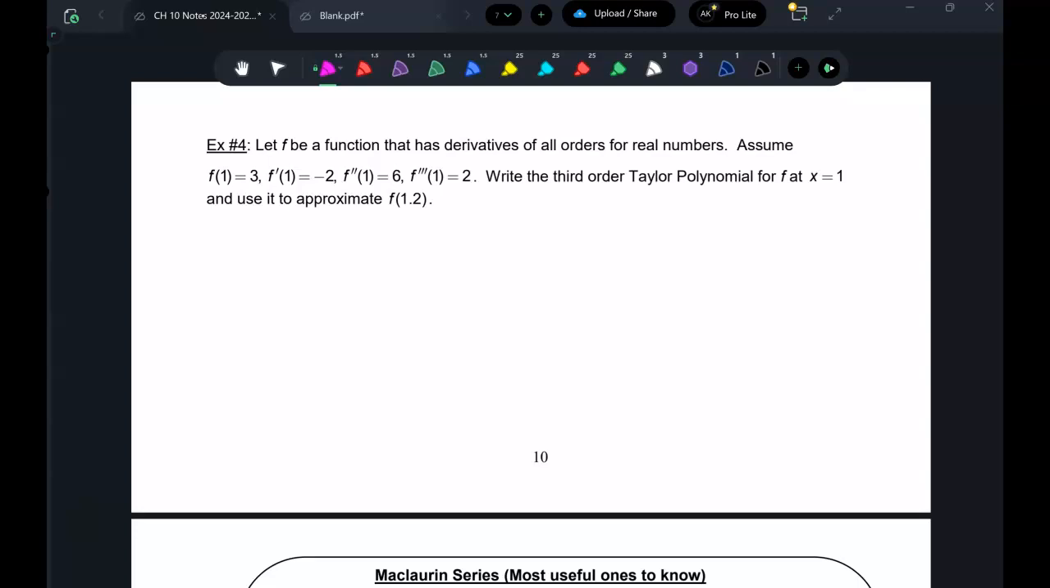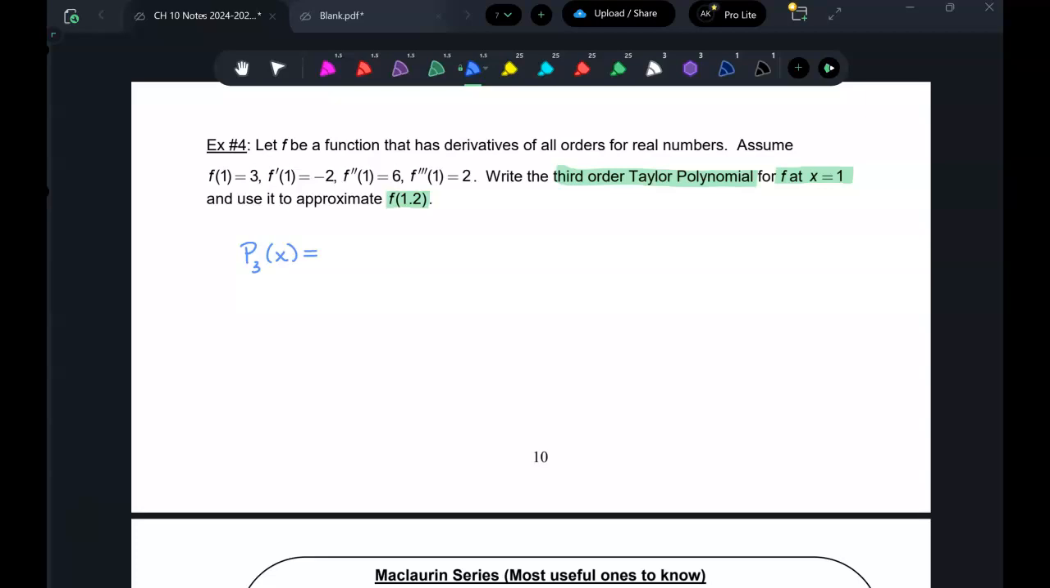Okay, let's try one where we don't know what the function is. We just have these values with the derivatives. We want to write a third order polynomial for f at x equals 1, and then use it to approximate f of 1.2, right? Again, we wouldn't use it to do f of 1. We would use it to approximate something close to 1. So let's start off with the third order polynomial.